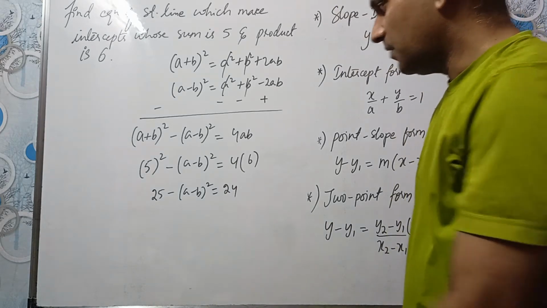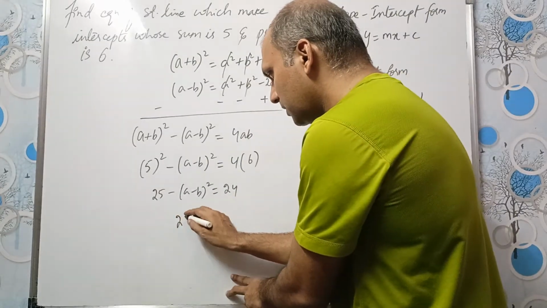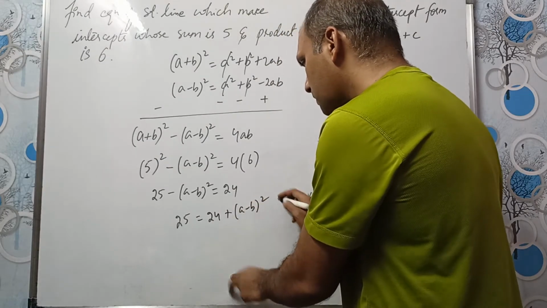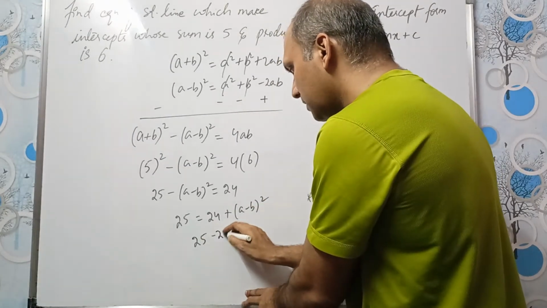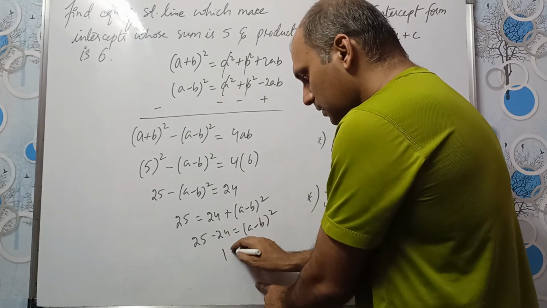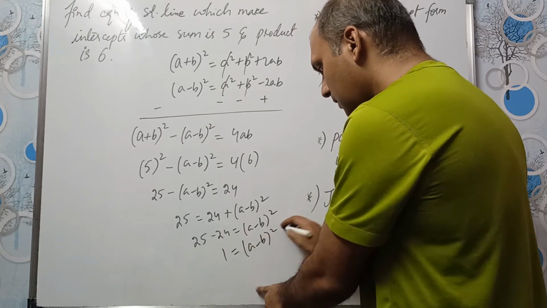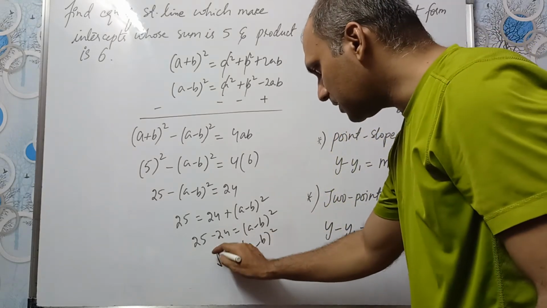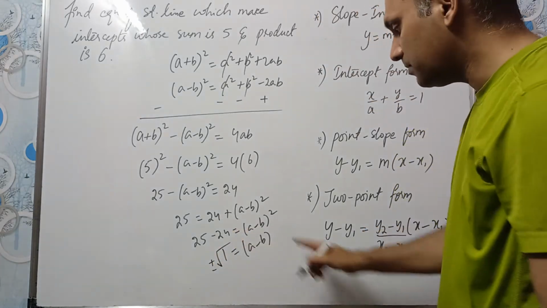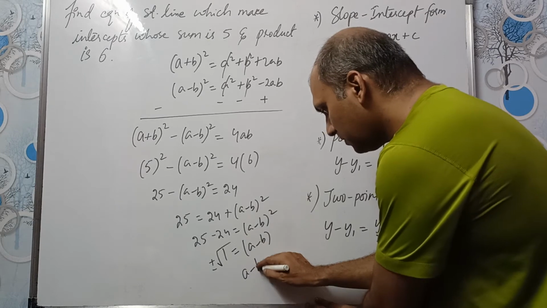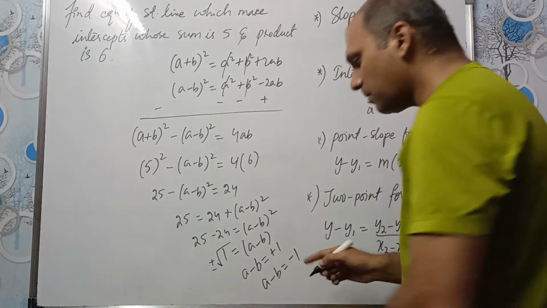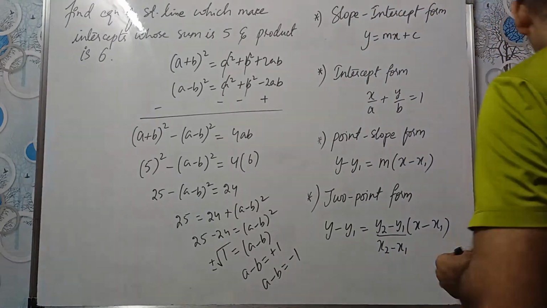So this is 25 minus (a minus b) whole square is equal to 4 times 6, which is 24. If you send this (a minus b) square to the other side, it will become positive, right? So this is 24 plus (a minus b) whole square. This 24 goes on the other side, becomes minus. So we have (a minus b) whole square is equal to 1. Okay. So this square goes on the other side, becomes root 1, plus minus. So we have a minus b is equal to plus 1 and a minus b is equal to minus 1. Okay, plus 1 and minus 1.